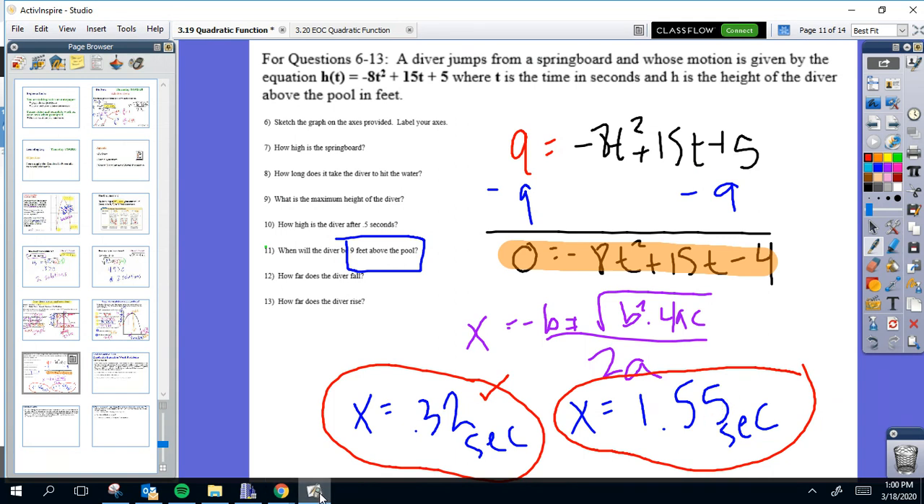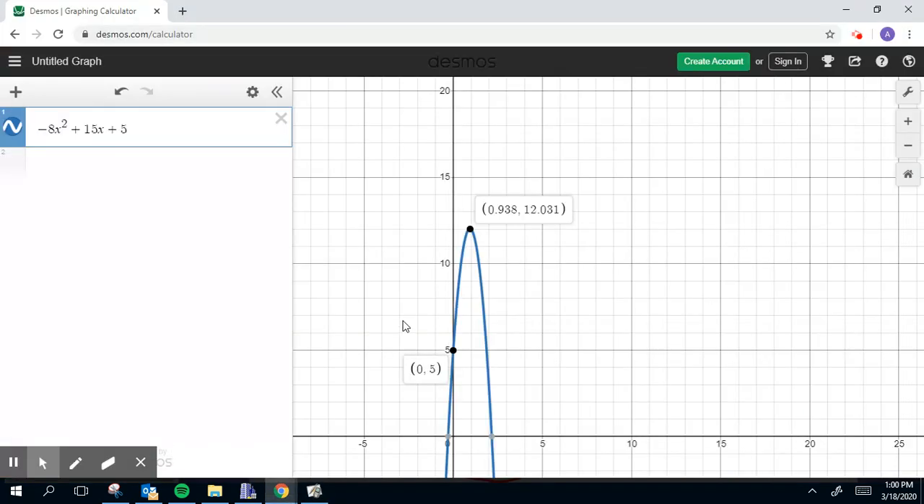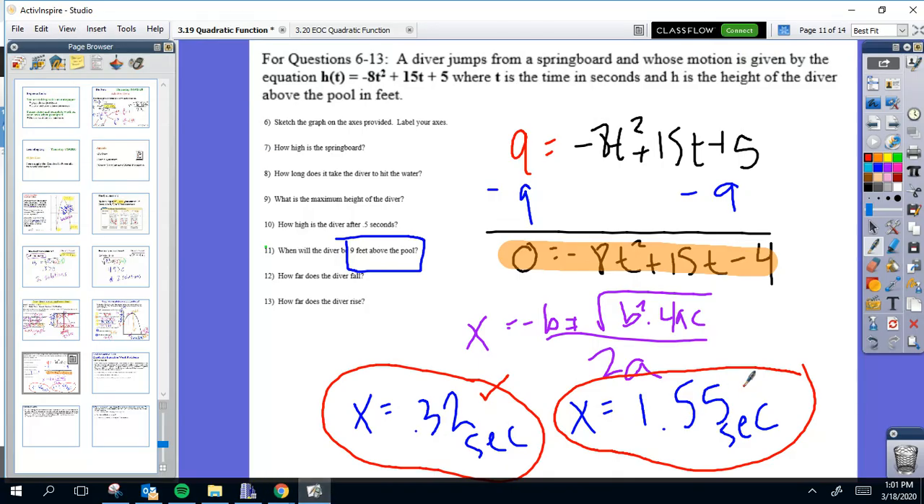Let's look again where the diver is going to be 9 feet. So it reaches 9 feet here, reaches a maximum point and comes back down and has to hit 9 feet in height again. I'm going to try to get as close to 9 feet as possible. All right, and then at 1.553 seconds, the diver reaches 9 feet again, and that matches our second quadratic formula value.